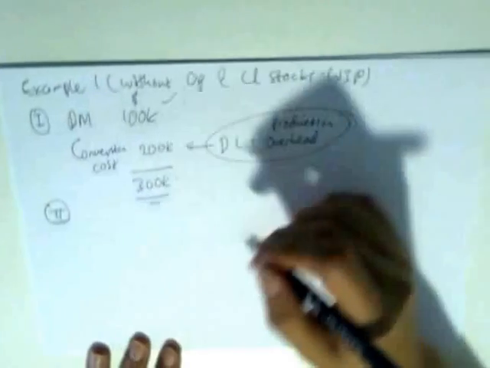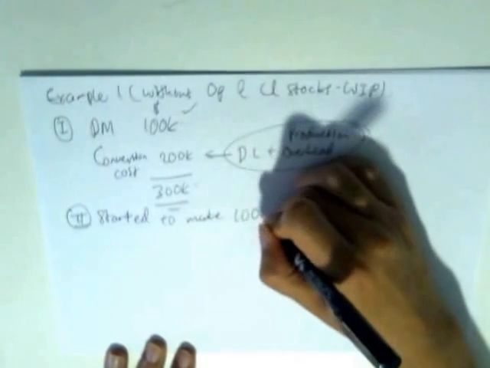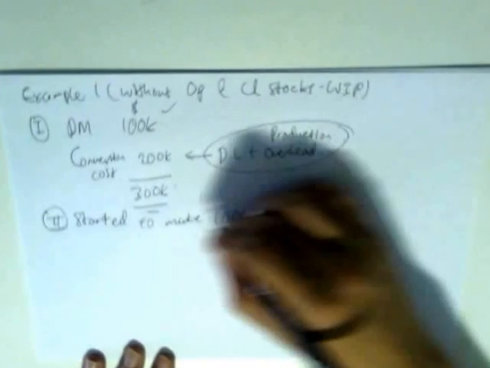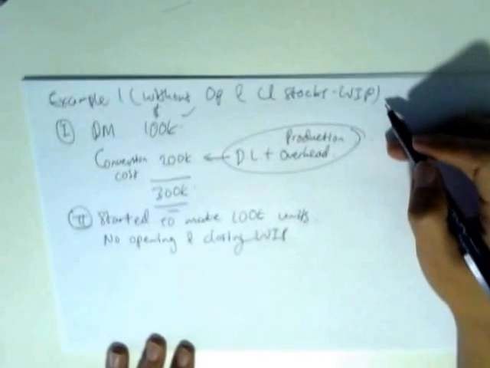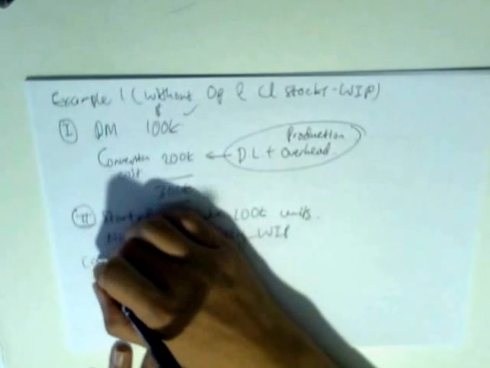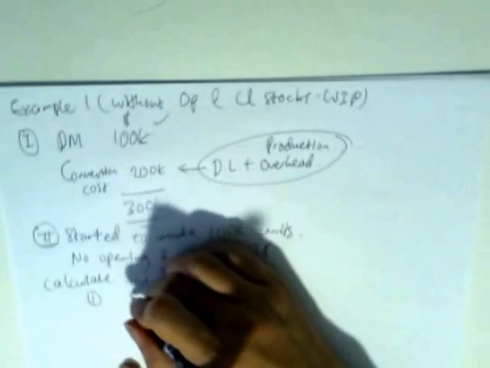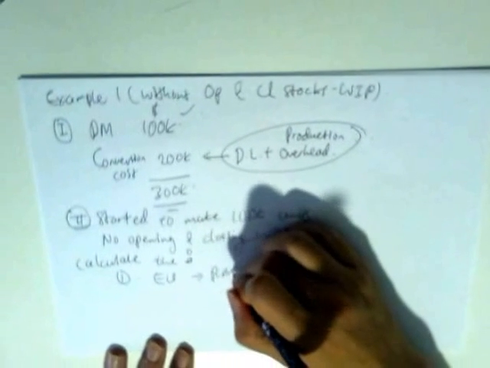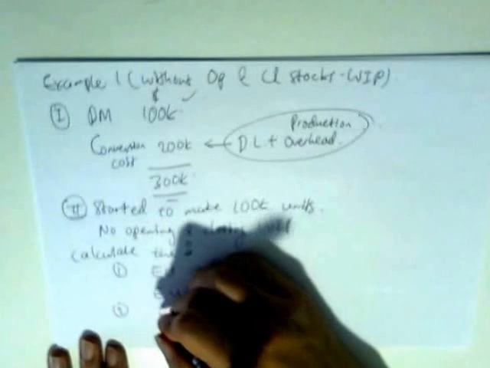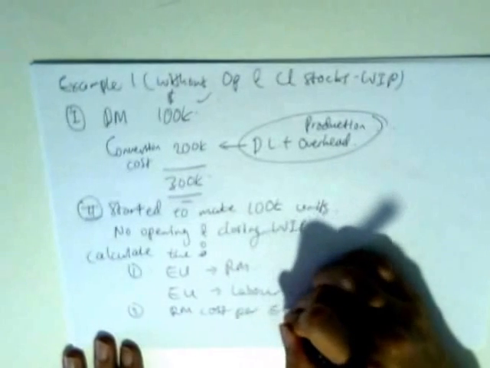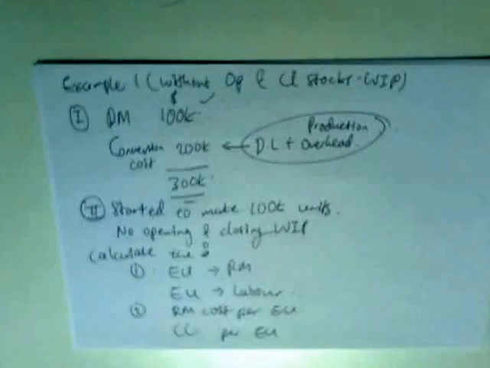Okay, let's go on to the second set of information. Now we understand that the business had started to make 100,000 units, and we understand also that there are no opening and closing work in progress, as mentioned to you earlier. Your task: calculate two things. What are they? 1. Equivalent units for raw material, equivalent units for labor, and finally the last part is to calculate the raw material cost per equivalent unit, and also to calculate the conversion cost per equivalent unit. Okay, so that's quite a number of items that you have to do, right?